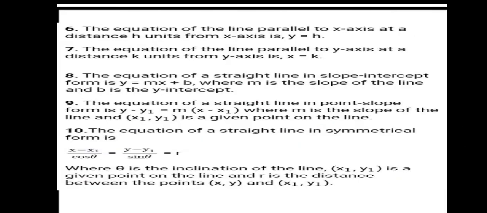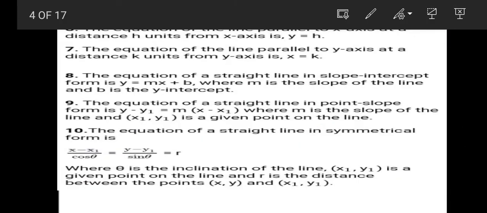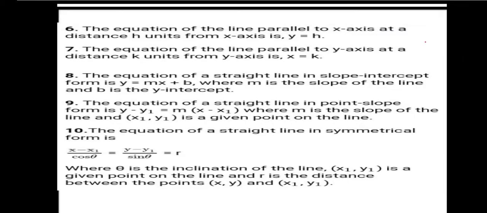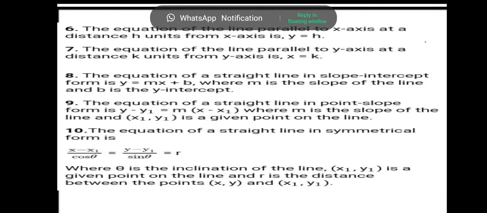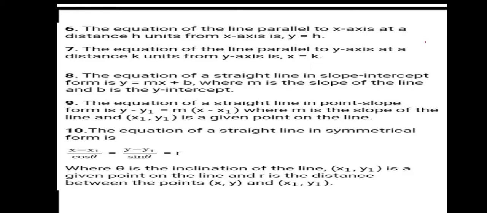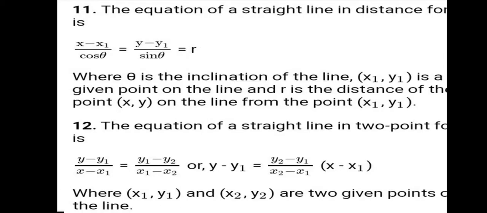Now, the equation of the line parallel to the x-axis at a distance of h units from the x-axis is given by y equal to h. The next is the equation of the line parallel to the y-axis at a distance of k units from the y-axis, which is x equal to k.